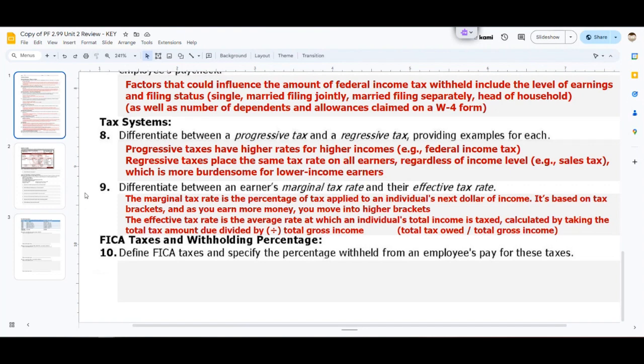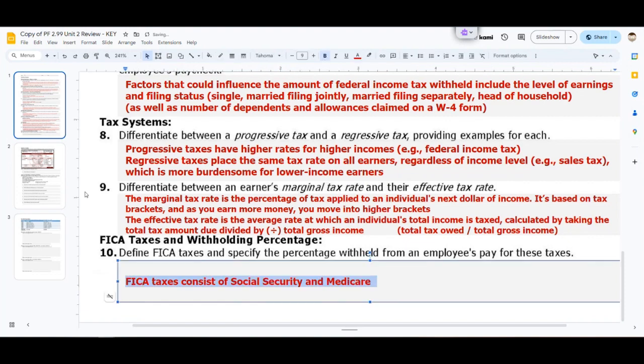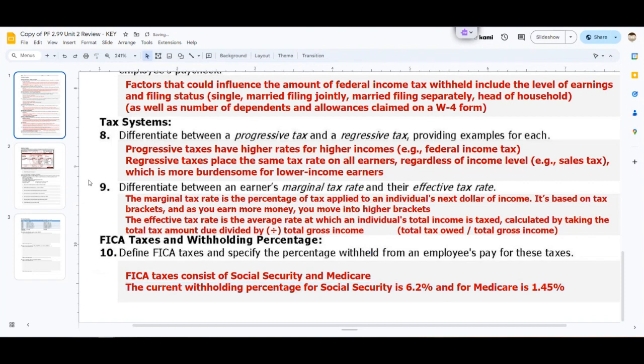Finally, on this page, number 10, define FICA taxes and specify the percent withheld from an employee's pay. So your FICA taxes are the two payroll taxes, right? And again, named because both parties to the payroll pay into the system. So both the employer and the employee. The two taxes are Medicare and Social Security. Employees pay 6.2% into Social Security and 1.45% into Medicare.